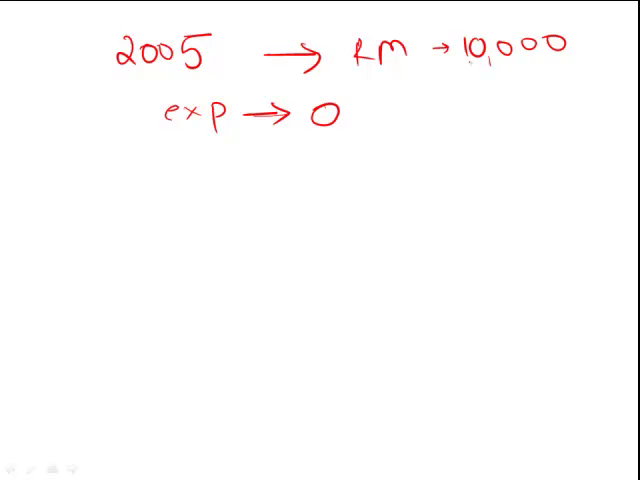The reason being that you did not consume this raw material. Even if you consume it, if you did not sell it, then it is your inventory. It is not an expense that you've incurred. Expense 0, inventory 10,000.